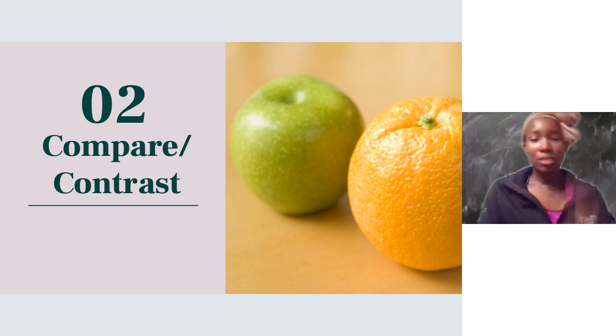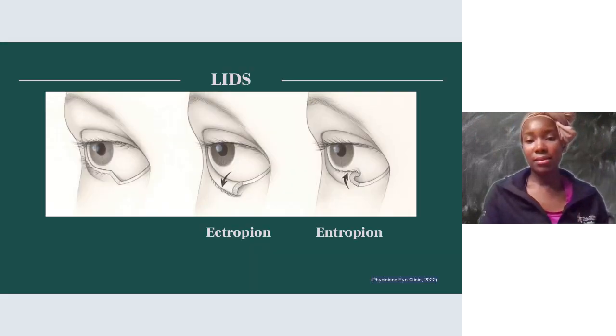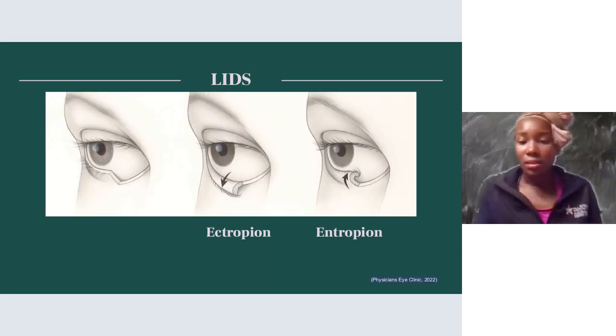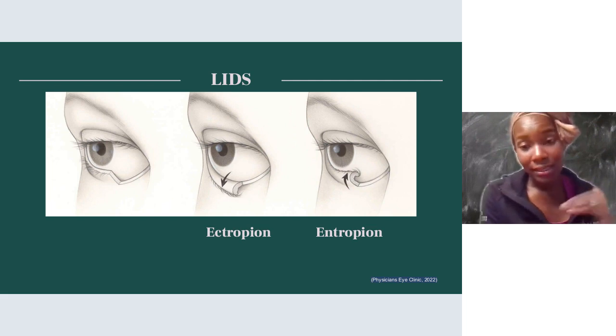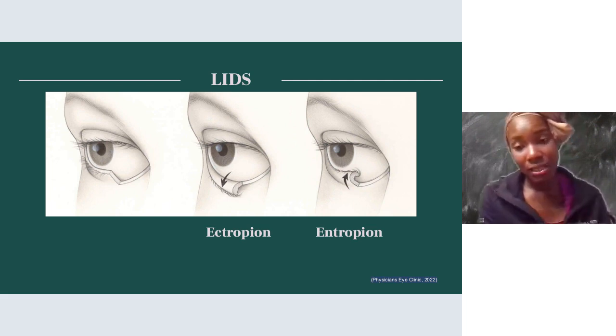All right, so on to compare and contrast. So entropion is entering, E-N-T, entering into the eye, and ectropion, E-C-T, is the one that is going out of the eye.